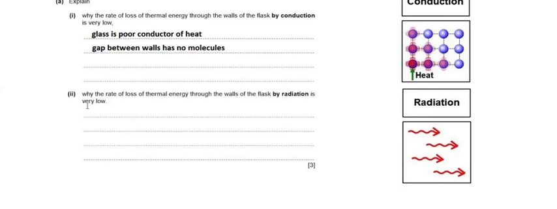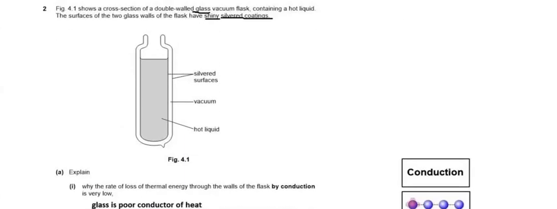Now the second question: why is the rate of loss of thermal energy, that is heat, through the wall of the flask by radiation very low? So why is the heat loss by radiation also very low? You can see over here there are two surfaces. You can see here the two glass walls of the flask have shiny silver coatings. So these silver coatings play a very important role to prevent the heat loss by radiation. Both the surfaces inside and outside are silver coated.